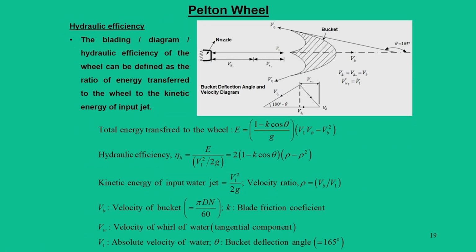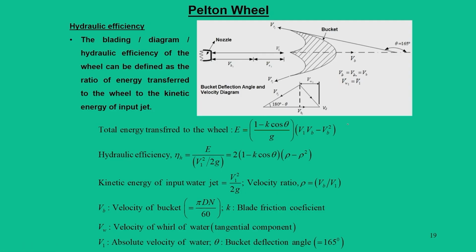Now, another expression we can find is the efficiency level at which this wheel operates. One efficiency that is defined is the hydraulic efficiency. Normally, the other synonymous terms are blading efficiency or diagram efficiency, because these efficiencies are calculated based on the velocity diagrams. So, we call this the hydraulic efficiency. It is defined as the ratio of energy transferred to the wheel to the kinetic energy of the input jet. Based on those expressions, we first find the energy transferred to the wheel. Then, by defining hydraulic efficiency, we introduce the kinetic energy in the denominator. So, you take this ratio and define a parameter called the velocity ratio, that is Vb by V1.